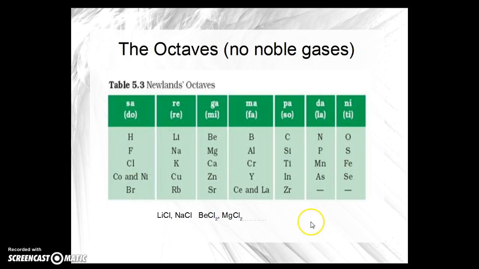Now, there are some problems here. First of all, if you look at hydrogen, you find even if you take hydrogen as an ionic substance in compounds, which it's not, it really has none of the properties of fluorine and chlorine. The other thing to notice is that he put cobalt and nickel together for the reason that his octave was failing at that point. And although copper does form a plus one ion, its most common ion is plus two, whereas potassium, sodium, lithium, and rubidium is plus one.